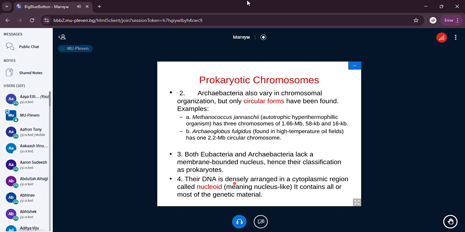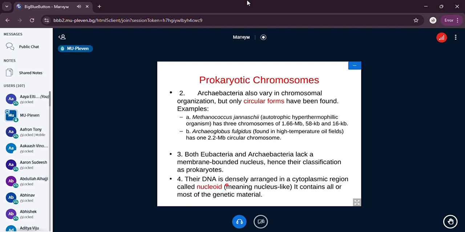So, bacteria have no membrane-bounded nucleus. That's why they are classified as prokaryotes. Pro means before, and karyon means nucleus. So these are organisms that appeared before the nucleus.